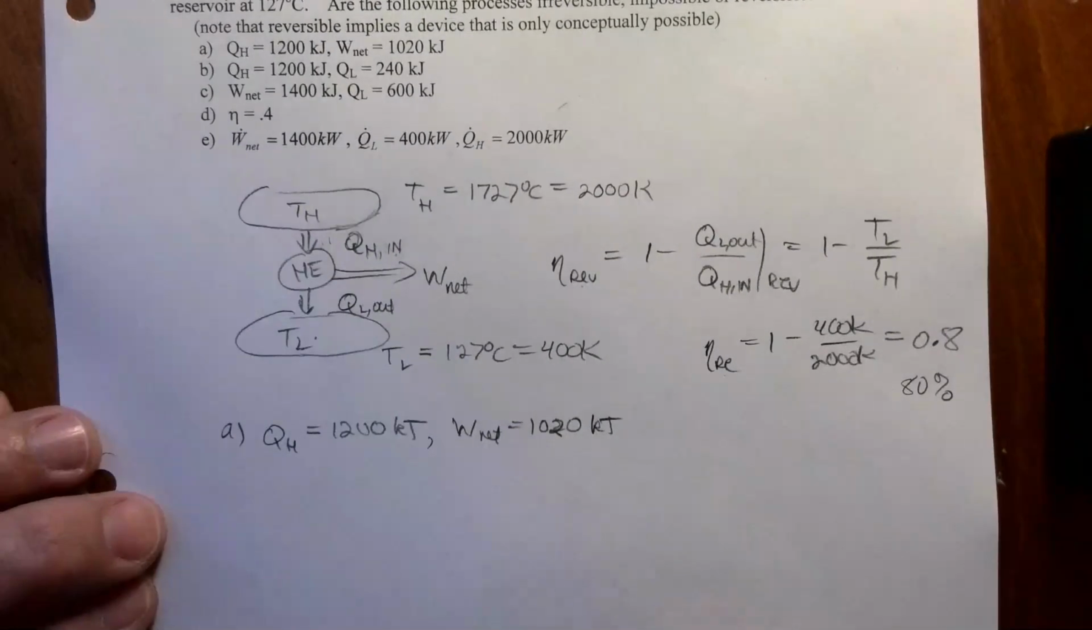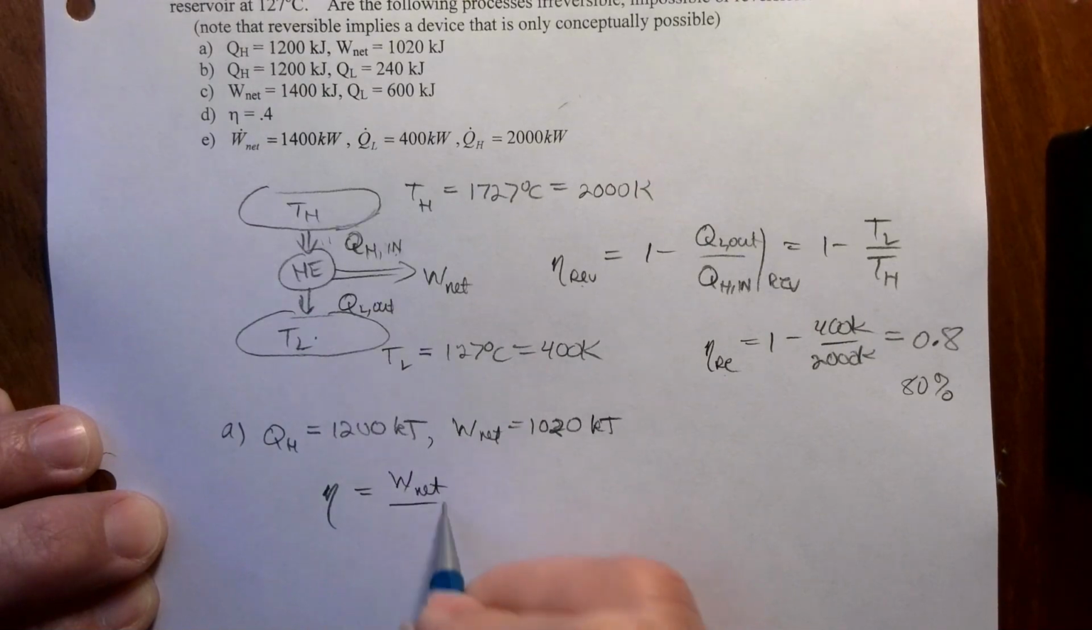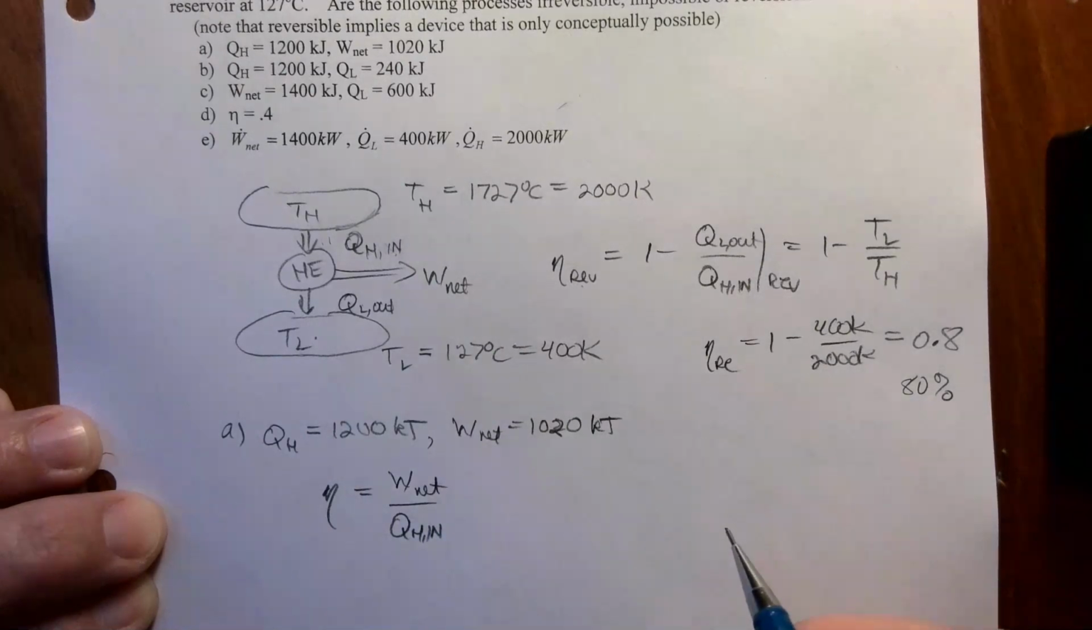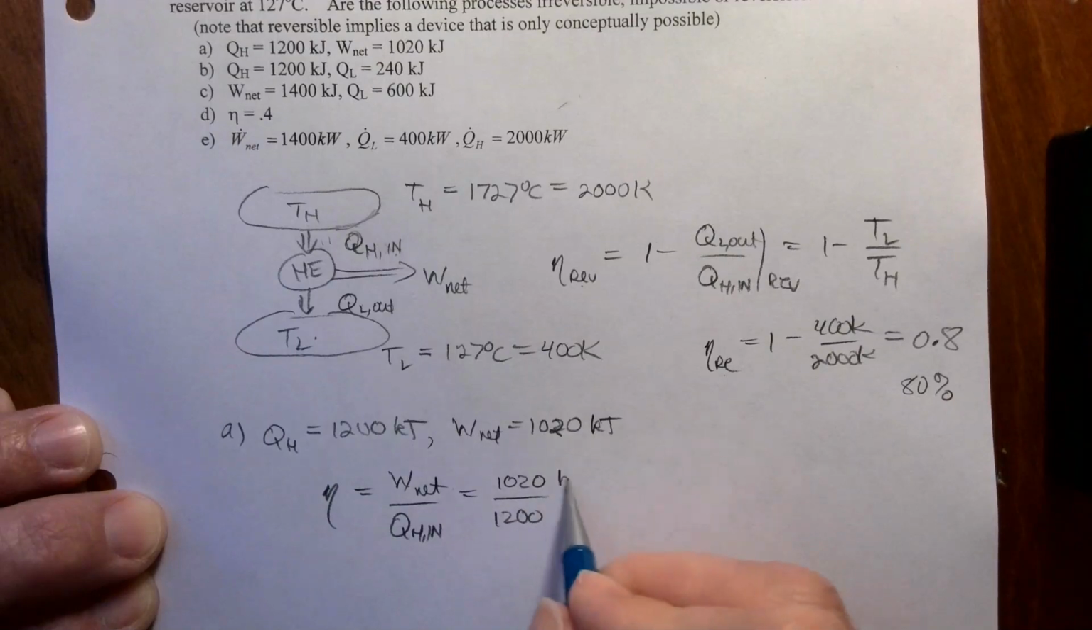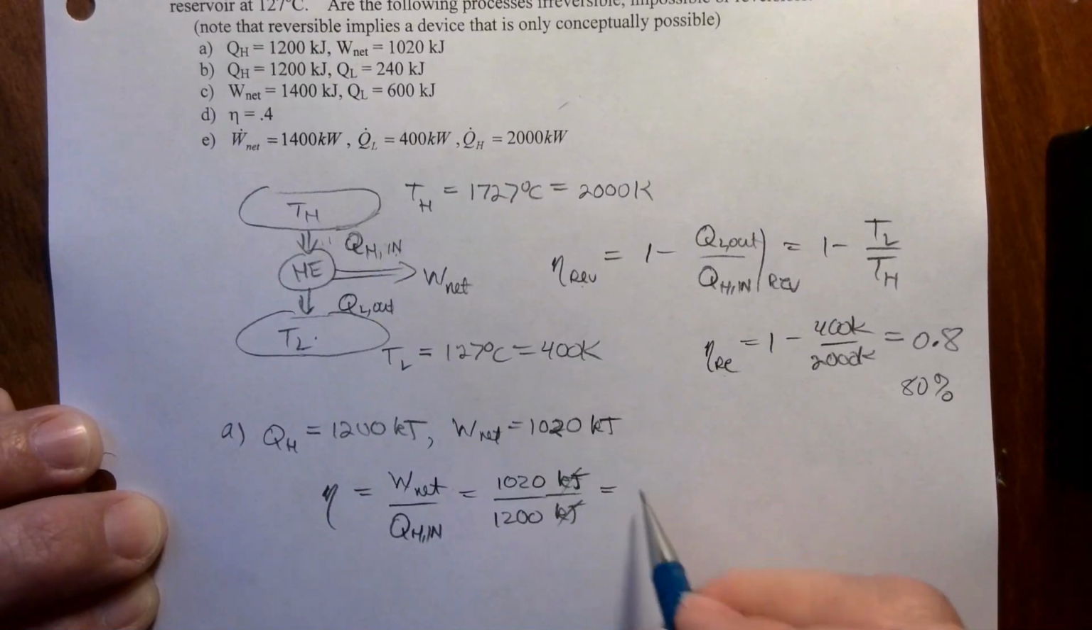Okay, so let's assess the efficiency of what's being proposed for part A. Right, the efficiency is going to be equal to W net divided by Q in. So 1020 divided by 1200 kilojoules. Let's not forget our units, they'll cancel. So this comes out to be 0.85.